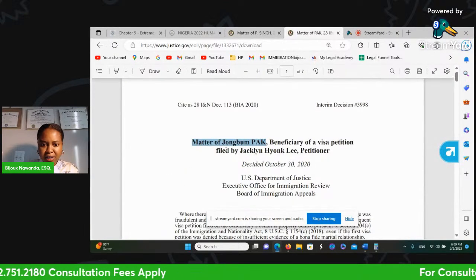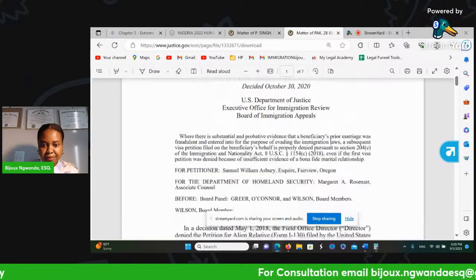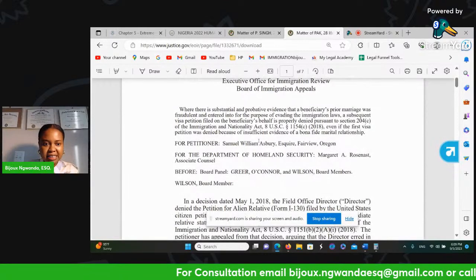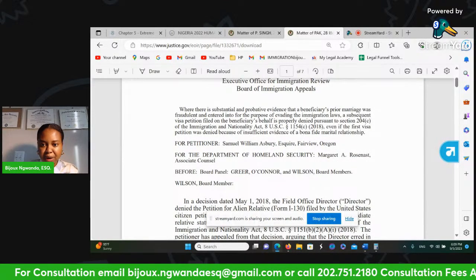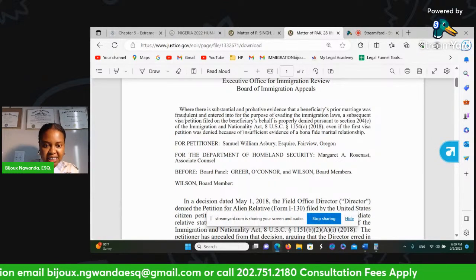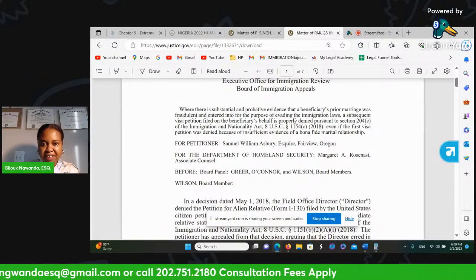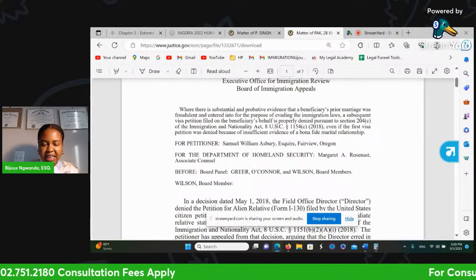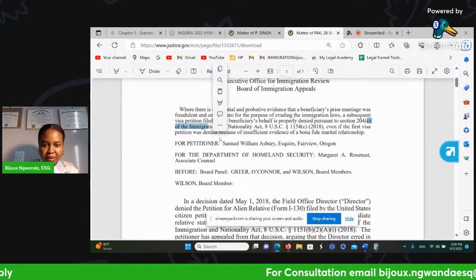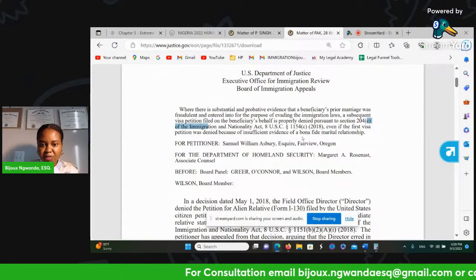Then we have the matter of PAK. It gives you the same thing, right? It says that where there is substantial and probative evidence that the beneficiary's prior marriage was fraudulent and entered into for the purpose of evading the immigration law, a subsequent visa petition filed is properly denied, okay? Because of insufficient evidence of a bona fide marriage.